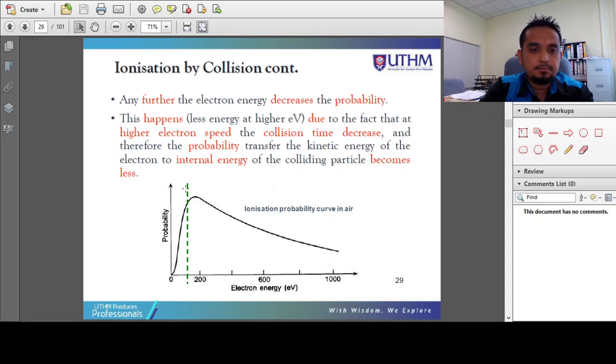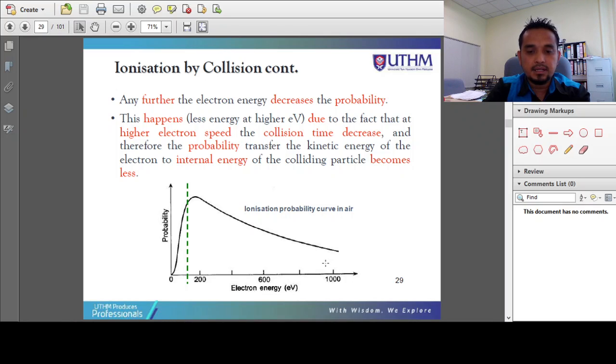Okay, if we plot the probability of energy transfer versus the electron energy in electron volts, you can see the probability increases almost linearly to the top, and then after a certain amount of electron energy, the probability is reduced.